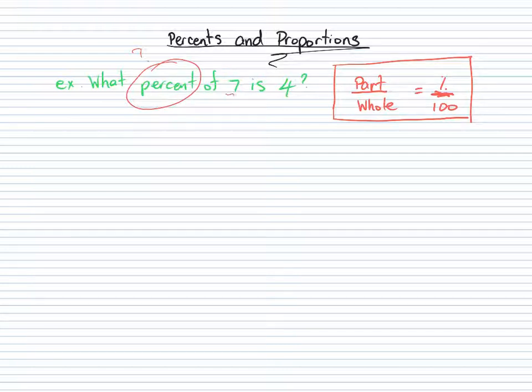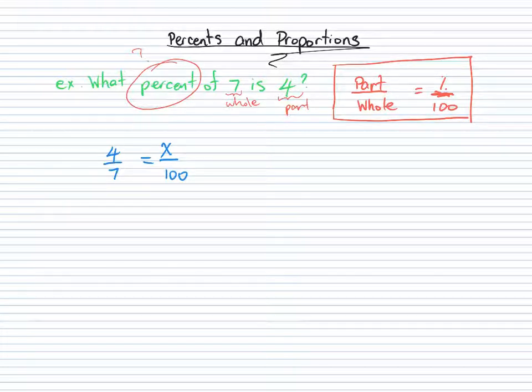So the 7 is the whole. And what percent of 7 is 4? So 4 is the part. Now that we know all of that information, we can use it to set up a proportion. The part, as we discussed, is 4, and the whole is 7. We don't know the percent, so we can put x there, and the whole for the percent is always going to be 100.